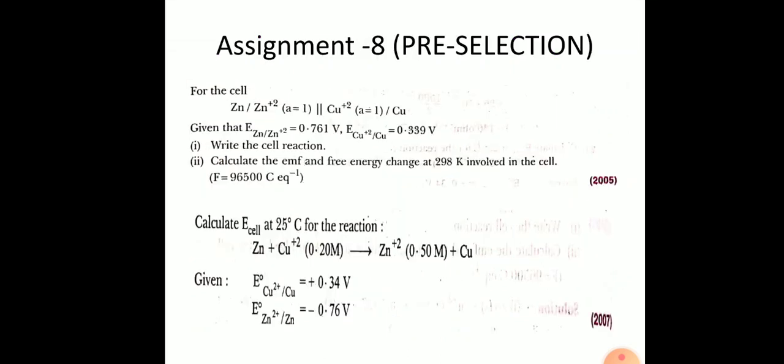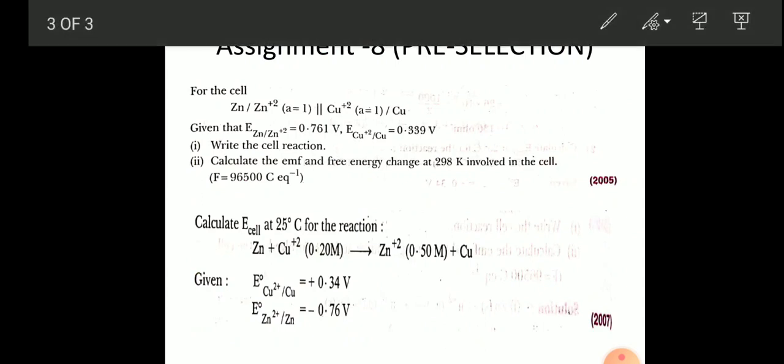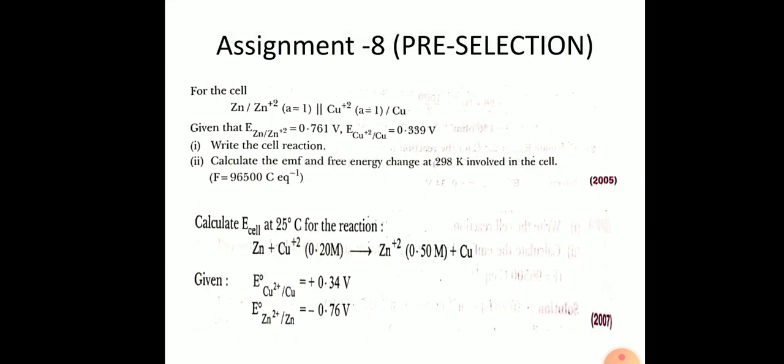Now the assignment for you, Assignment 8. Question number 1 came in ISC 2005. For the cell zinc slash Zn2 plus, where the concentration is taken as 1 molar, double slash, that is the salt bridge, copper 2 plus and copper. What is given? E Zn2 plus Zn, this is the oxidation potential. How do we know? Because there is a loss of electrons. It is 0.76 volt. And E copper 2 plus, this is the reduction potential. One is oxidation, the other is reduction.